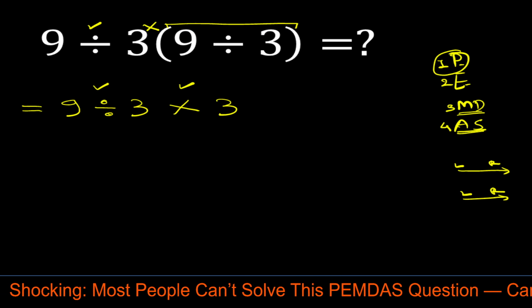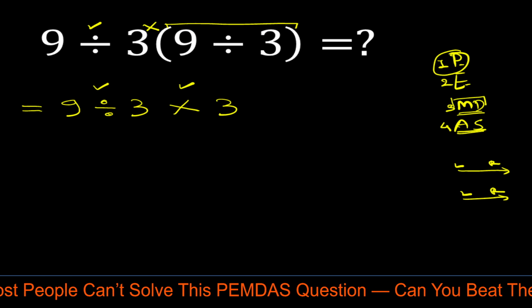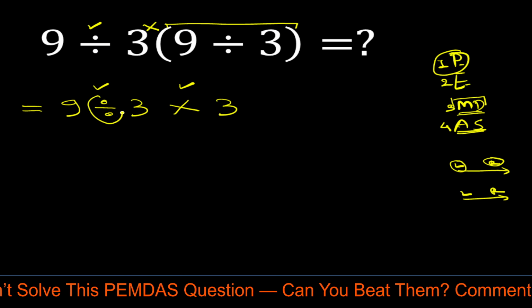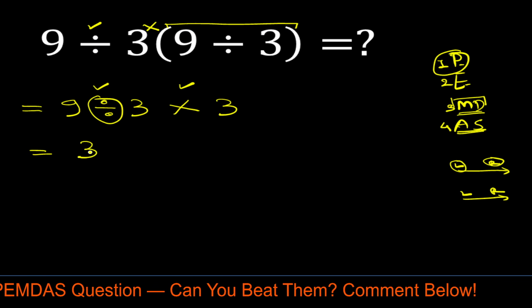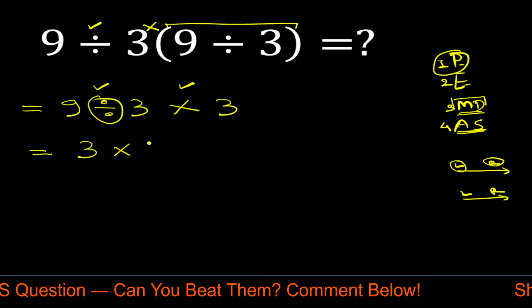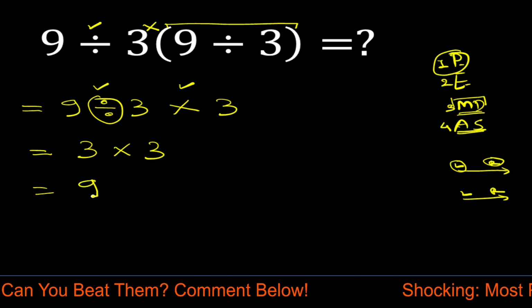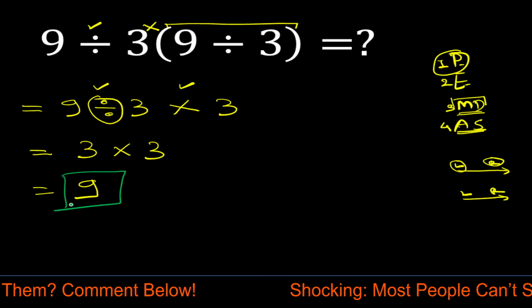So according to PEMDAS rule, multiplication and division both have equal priority. So we have to solve it from left to right. So first we have to solve this division, right? So 9 divided by 3 is equal to 3 times 3. So 3 times 3 is equal to 9, right? So the correct answer is 9.